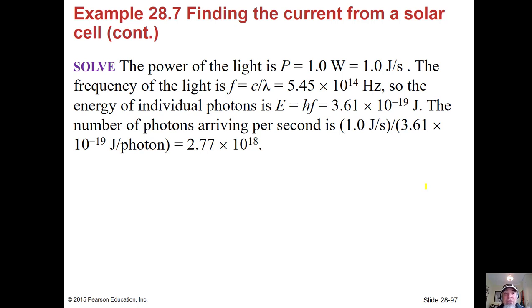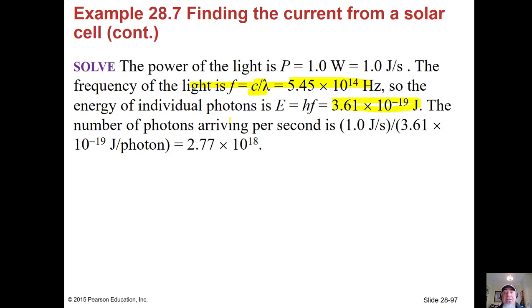So 1 watt is 1 joule per second. The wavelength is given, so we can calculate the frequency from this formula. Take the speed of light, divide it by the wavelength, you get 5.45 times 10 to the 14th hertz. Okay, so then each individual photon has this much energy.